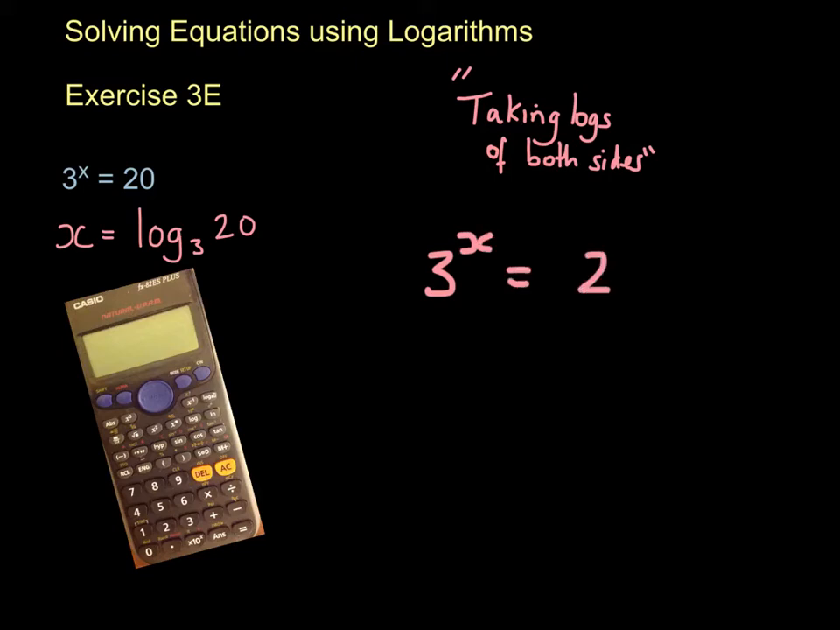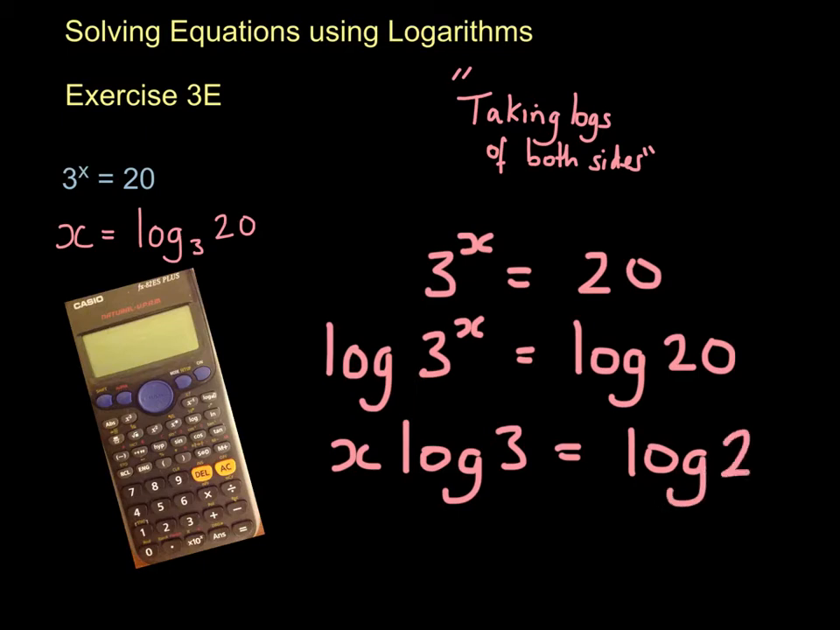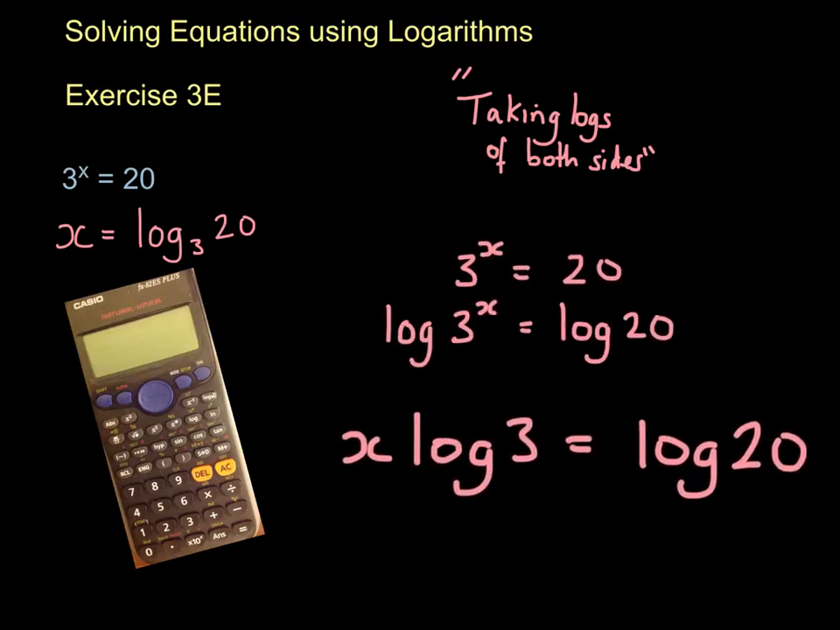So 3 to the power x equals 20. We start there. I'm going to apply log to the base 10: log of 3 to the power x equals log of 20. I don't put the 10 in there because it's a common logarithm. We use the power rule to bring that x out. So x comes out in front, so we've got x log 3 equals log 20.